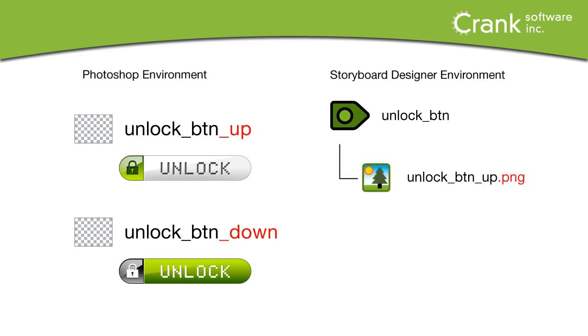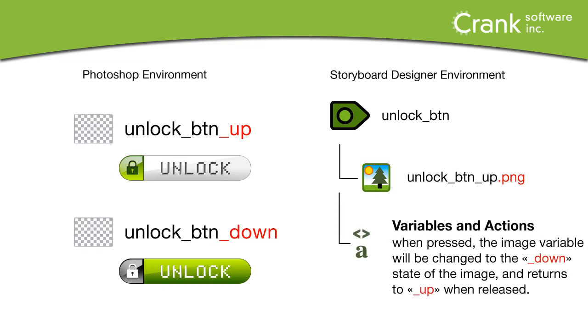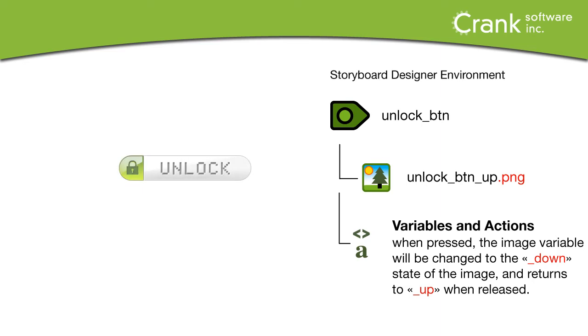The control is going to have one render extension, which is going to be the up view, the default view of the button. Then it will assign a variable to switch the render extension to the down view of that control when it's pressed. The variables and actions are automatically applied. This will help speed things up. All you have to do is make sure that your layers are named exactly the same way before adding _up and _down to them.